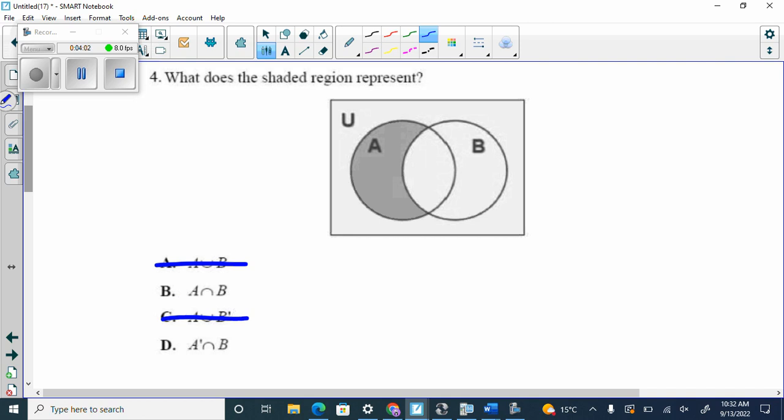Which part did we keep? The A or the B? We kept the A. So which one is it? None of these.